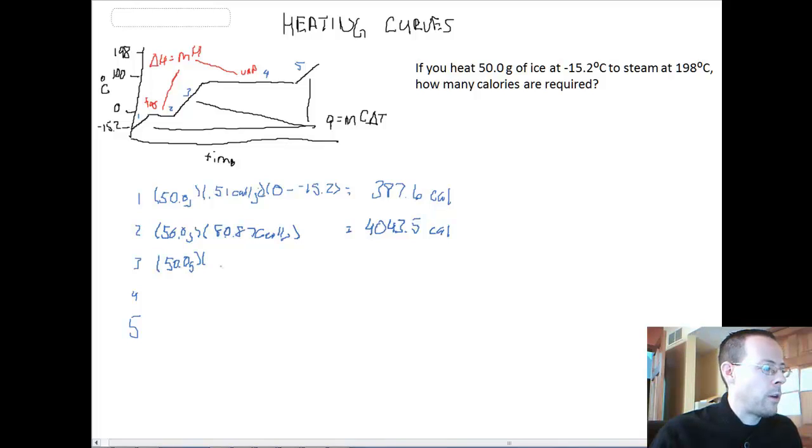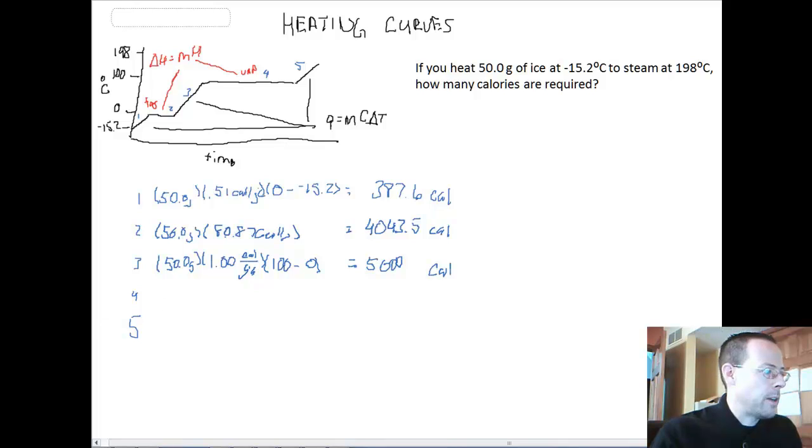And because we're talking about water, the specific heat is going to change. So it's not the specific heat of ice anymore, but it's the specific heat of water, which is 1 calorie per gram degrees Celsius. And then our temperature change is, it stops being water at 100, and it starts being water at 0. It's just the difference of those two. And really, if we take 50 times 100 times 1, we get 5,000 calories.